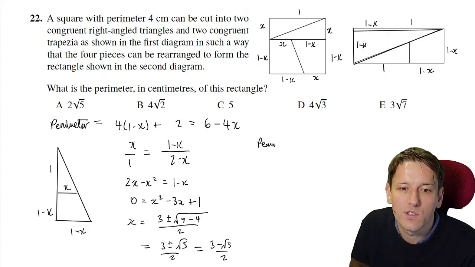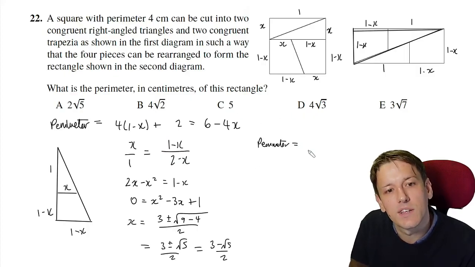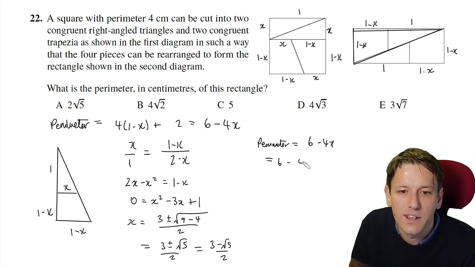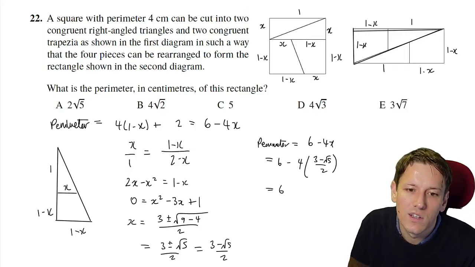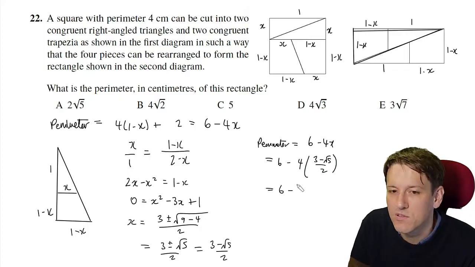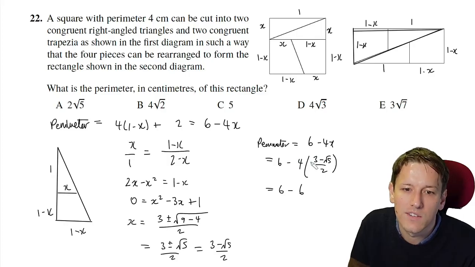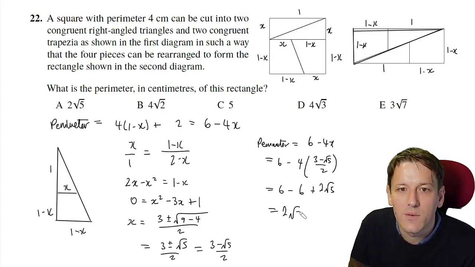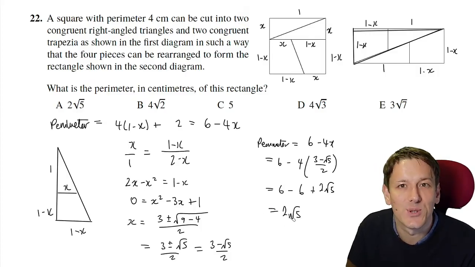And then we've just got that the perimeter that we're looking for is 6 minus 4x. So that's 6 minus 4 lots of 3 minus root 5 over 2. And this works out quite nicely because 4 times 3 over 2 is 6. And I've got minus root 5 over 2, so that's plus 2 root 5. The 6's cancel, and we get the final answer that the perimeter is 2 root 5.